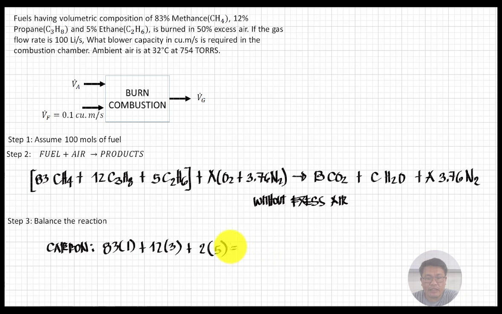Okay, then I'm going to equate that one to the product of the combustion. So we have your B, that will be times 1, since it doesn't have a corresponding coefficient here. So we have the coefficient, the value of your B. Summing that one, your B is equal to 129.